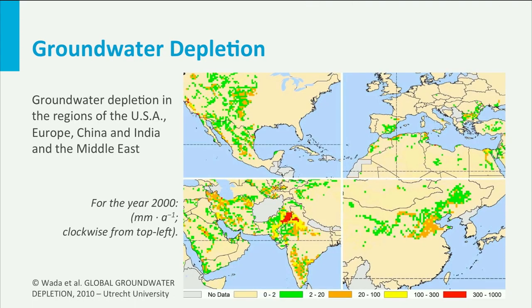Other parts of the world, and especially parts of Asia, suffer even more than the United States from groundwater overexploitation. This map from a famous article by Wada et al. from Utrecht University shows global groundwater depletion. The Arabian Peninsula, Iran, the North China Plains, and especially the Indo-Gangetic Plain stand out. The Indo-Gangetic Plains run through Pakistan, India, and Bangladesh and are home to 600 million people.